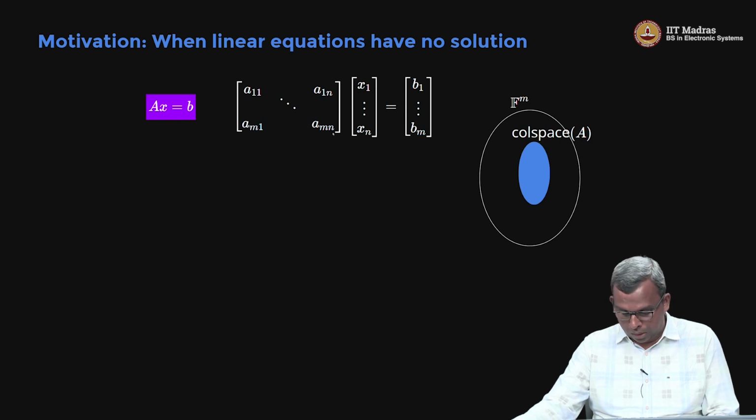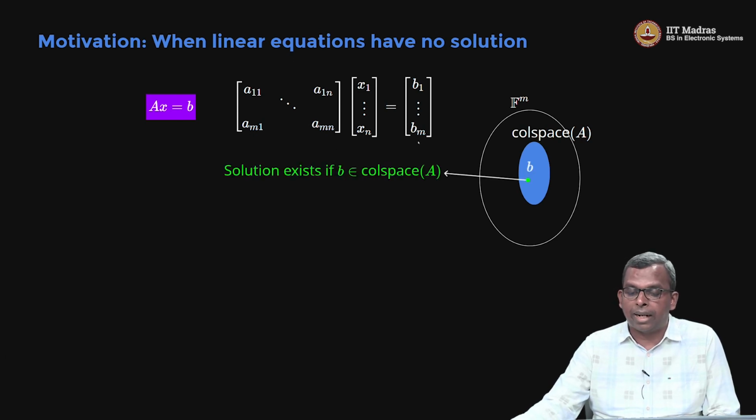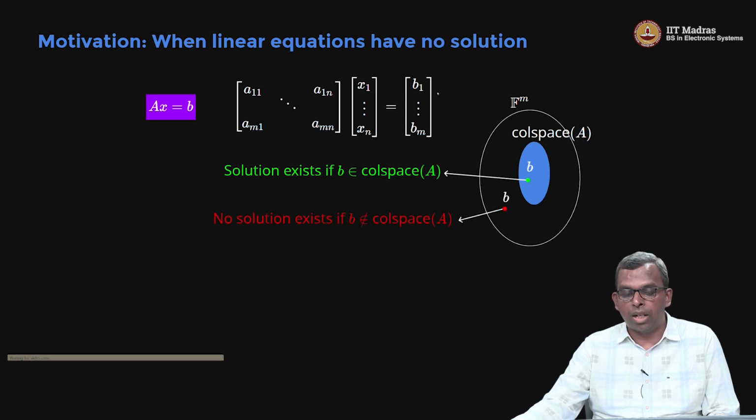Now the main point is this: if the vector B lies inside the column space of A, remember the column space is an m coordinate space, so it's inside Fm, and B also has m coordinates. So if B ends up inside the column space of A, then there is a solution possible. A linear combination will give everything inside the column space, and B is inside that, so you will get a solution, no problem.